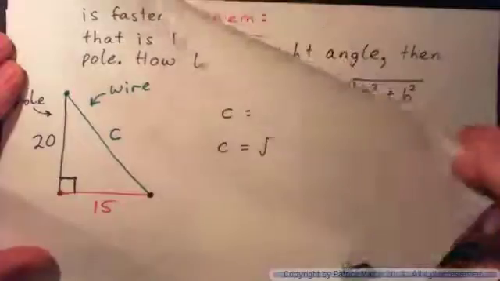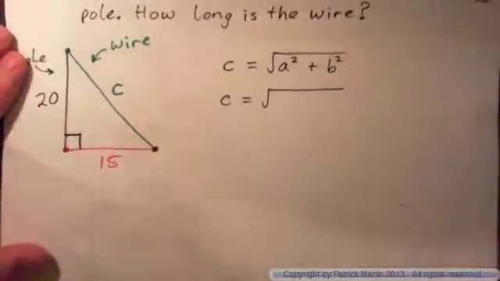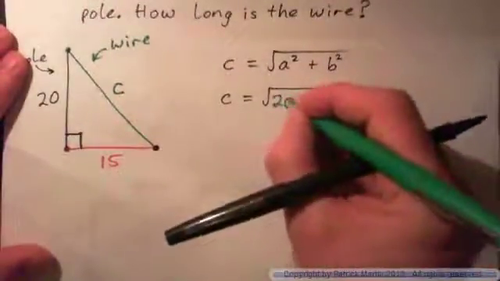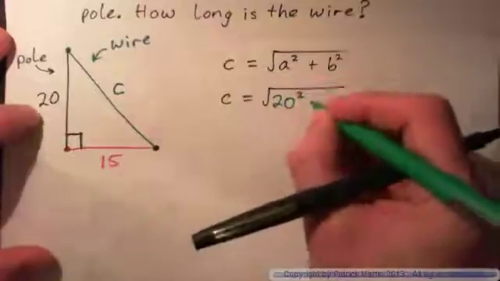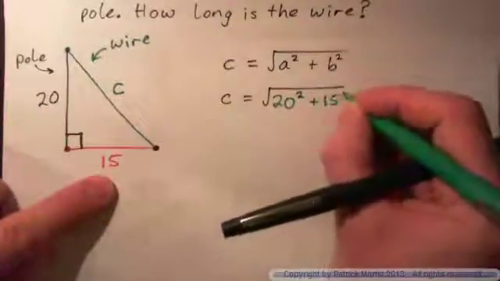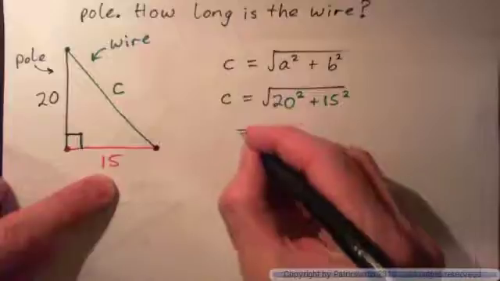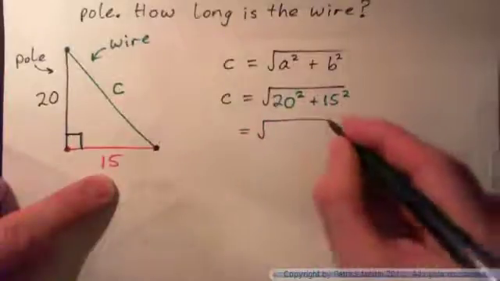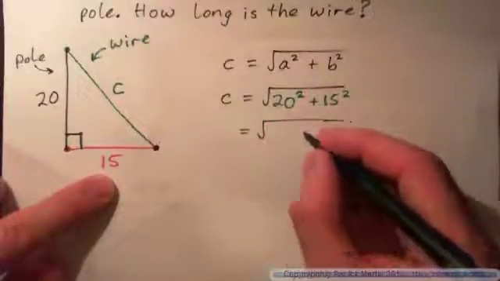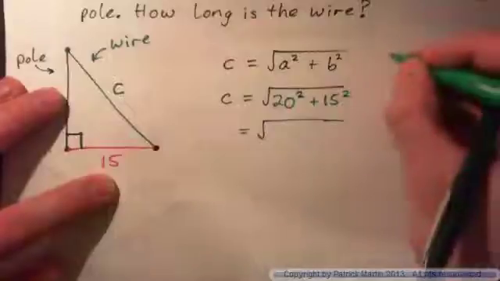Try that. Press pause and figure it out. Okay, I'm going to do it slowly now. So we got 20, one side squared, plus the other side 15 squared, which is the square root of, now 20 squared, I guess you could multiply that somewhere if you like.